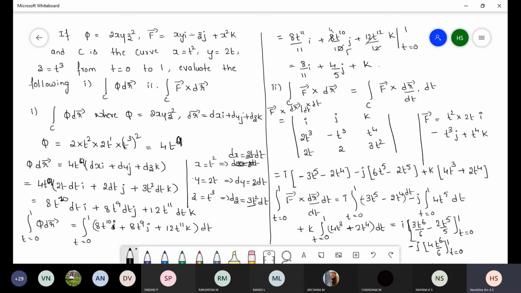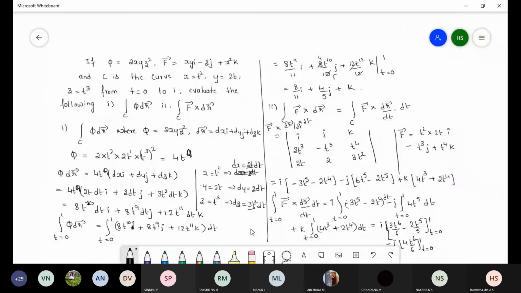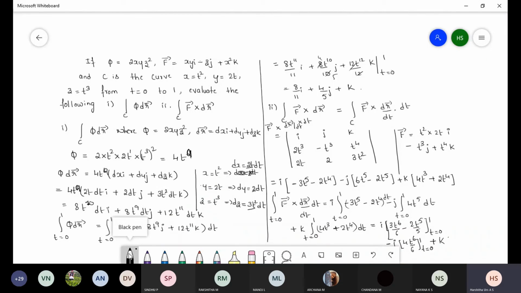K value, just I erase this part. Yes, I just write here only: plus k into 4t power 4 divided by 4 plus 2t power 5 divided by 5. T value varies from 0 to 1.